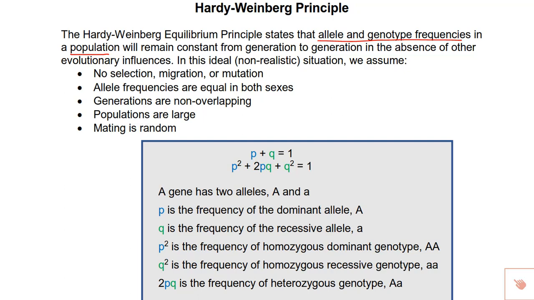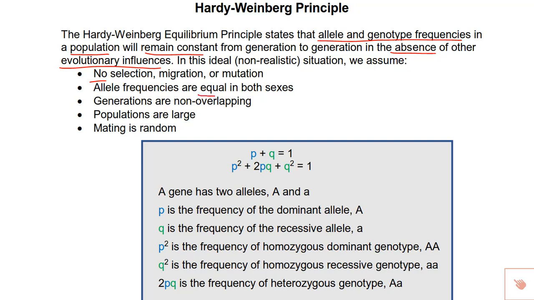The Hardy-Weinberg Equilibrium Principle states that allele and genotype frequencies will remain constant in a population from one generation to the next, as long as there are not any other evolutionary influences. In order to ensure a population is not affected by evolutionary forces, certain conditions must exist. There cannot be any selection, migration, or mutation.